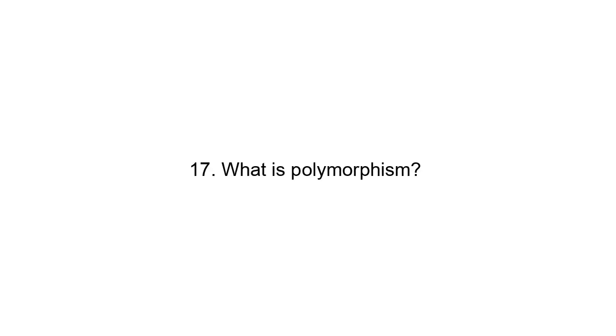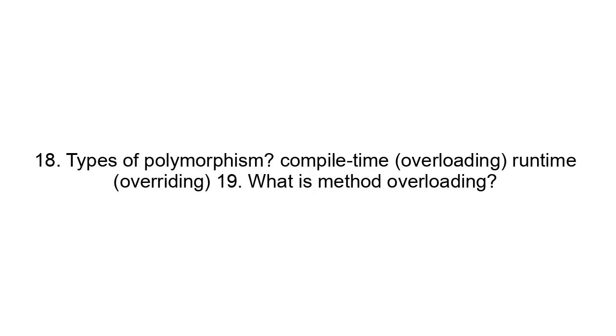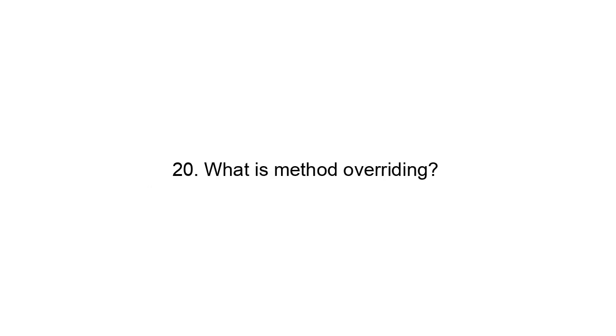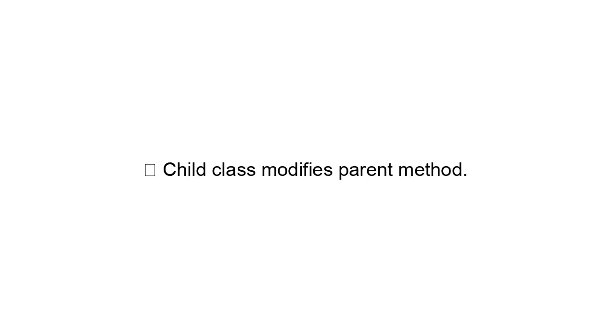17. What is polymorphism? One method, multiple behaviors. 18. Types of polymorphism: compile time, overloading; runtime, overriding. 19. What is method overloading? Same method name, different parameters. 20. What is method overriding? Child class modifies parent method.